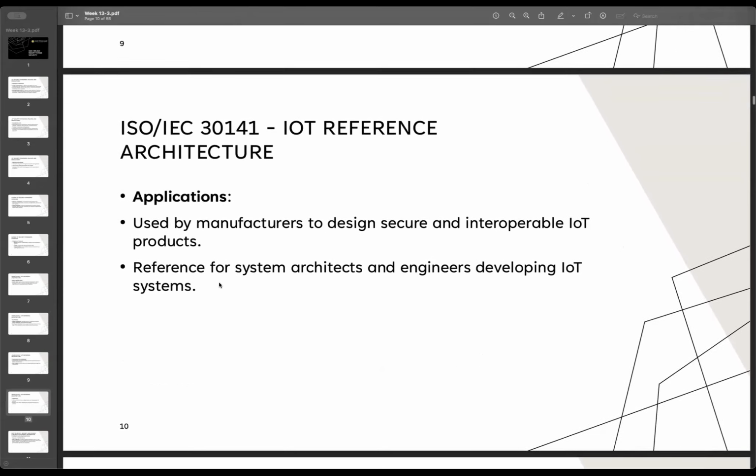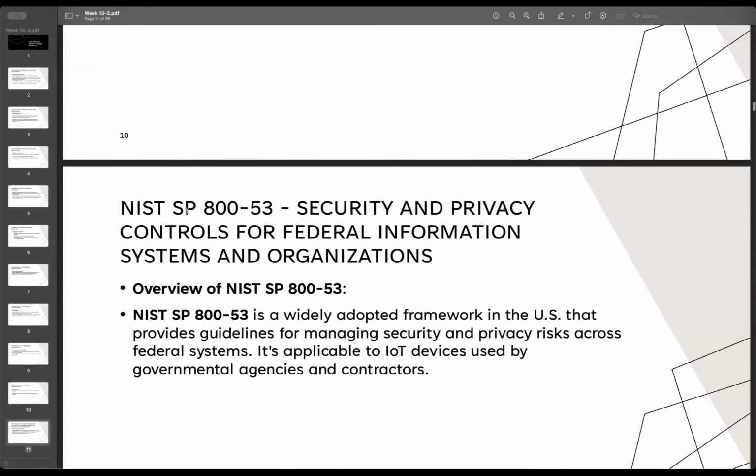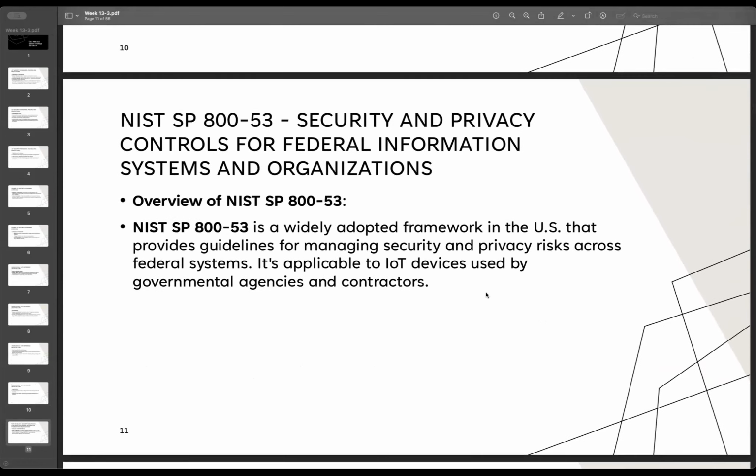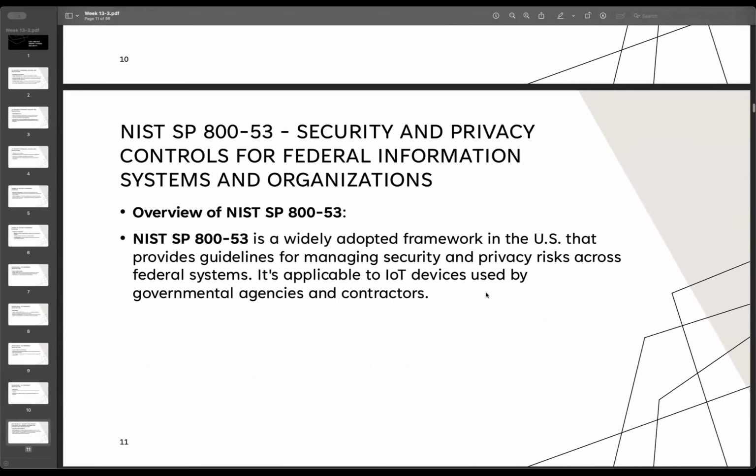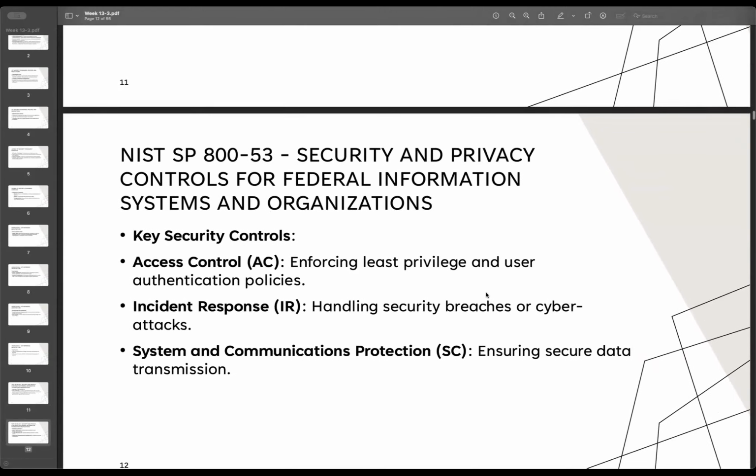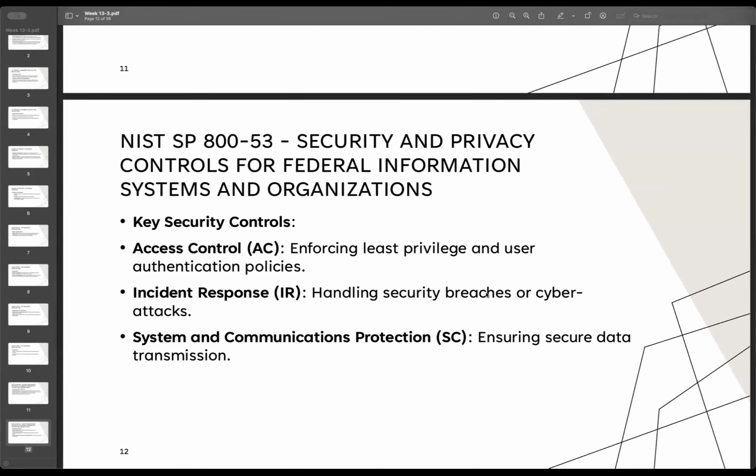We have others working in applications, or sometimes we talk about SP 800-53, which is adopted by the federal government in the US. It provides guidelines for managing security and privacy across federal systems. So you just have some idea that different organizations have different policies or standards we can use. Sometimes they tell us the security controls, including access control, incident response, and system and communication protection, and what they try to ensure.